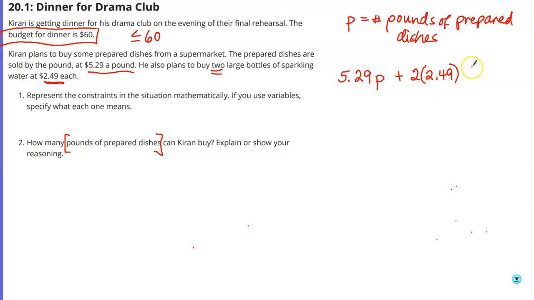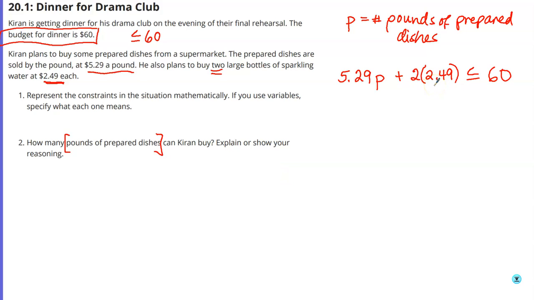And remember, I need that to be what? Less than or equal to 60, because I can't go over my budget. Whenever you have a budget, you need to be less than or equal to that. So I don't want to go over that. Okay. So there's my relationship, right? So here we go. And then it wants me to actually solve.